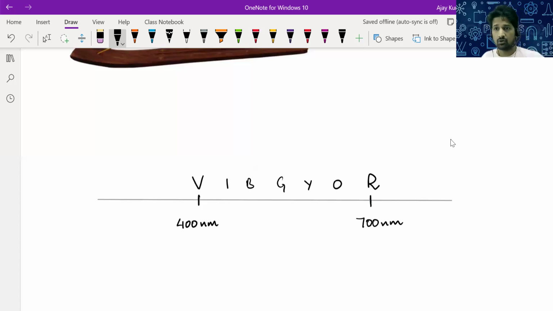Okay, so electromagnetic waves which have wavelengths ranging from 400 to 700 nanometers are the ones which show us colors. And there can be combinations of colors also which appear as new colors to us. For example, if you mix blue and red, you get pink. So that is also possible. If you mix all colors, you get white.